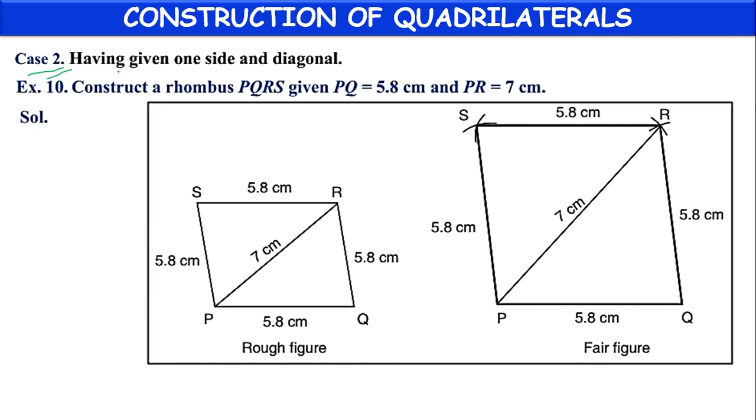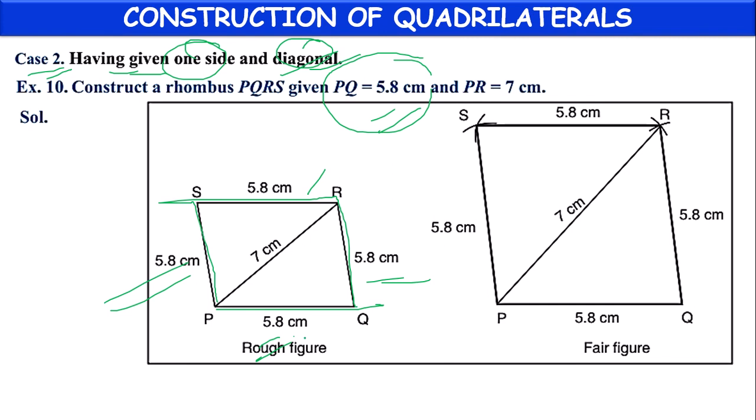Next one, case 2, having given one side and diagonal. One side given means all sides are equal to the same side. They have given PQ equal to 5.8 centimeter. So PQ 5.8 means the remaining sides are also equal to 5.8. And they have given a diagonal of 7 centimeter. So what will we do, children?